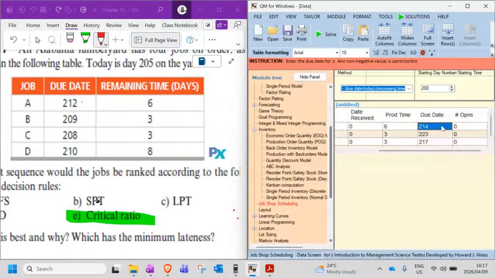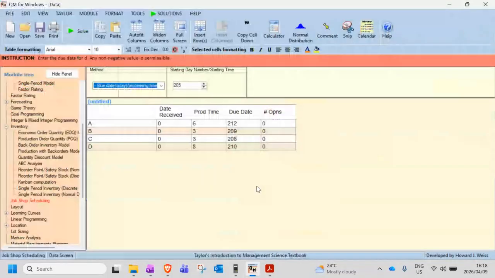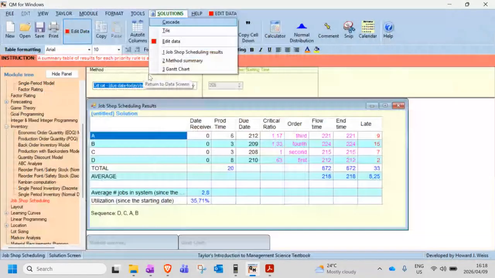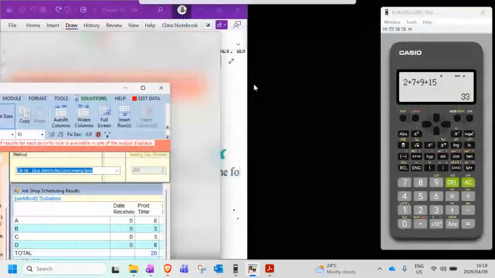That's it there. Then we have on this other side 212, 209, 208, 210. And then what's your starting date? 205. And we solve. Then the answer is 33 there. Then you put it side by side to confirm.